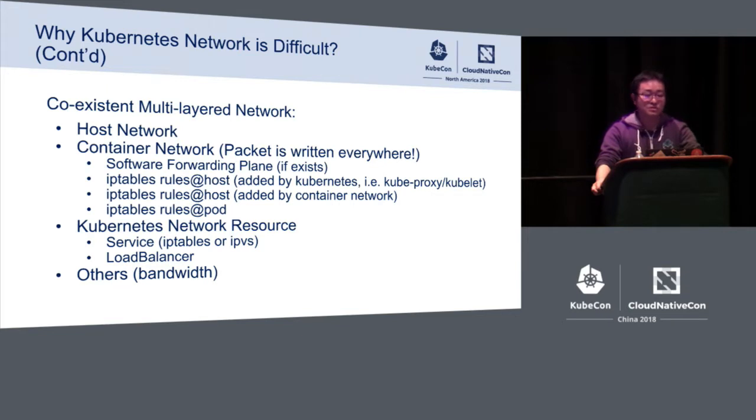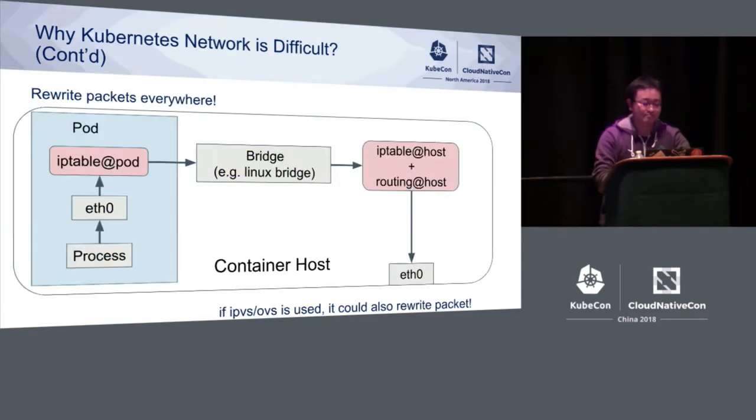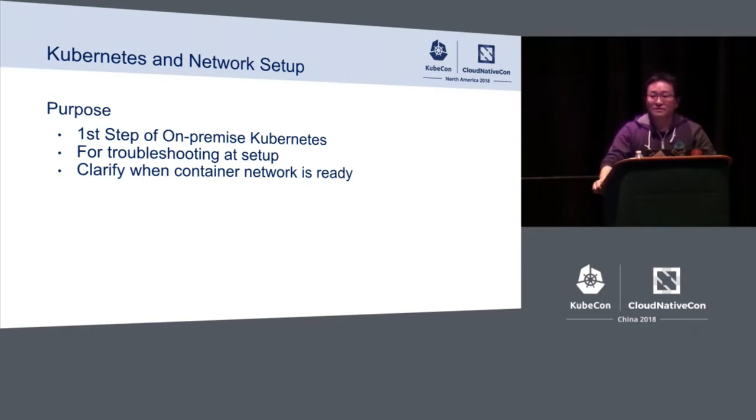And then the Kubernetes network resources are also iptables and IPVS, services, load balancer, and bandwidth. There are lots of concerns. So when we're thinking about one container host running a pod, when the process sends a packet to eth0, after this the iptables rewrite something first, and then it goes to the bridge. If this bridge is Open vSwitch, maybe this rewrites the packet again, and after that iptables at the host side will do the same thing, rewriting the packet. So every time a packet is rewritten, if we cannot track it, then it is very tough. That's another reason.